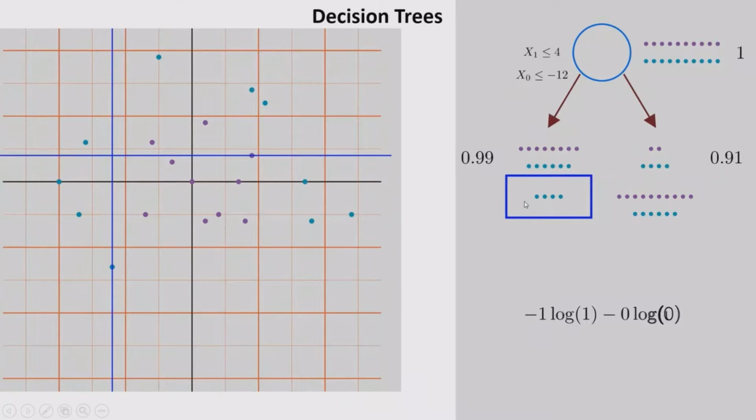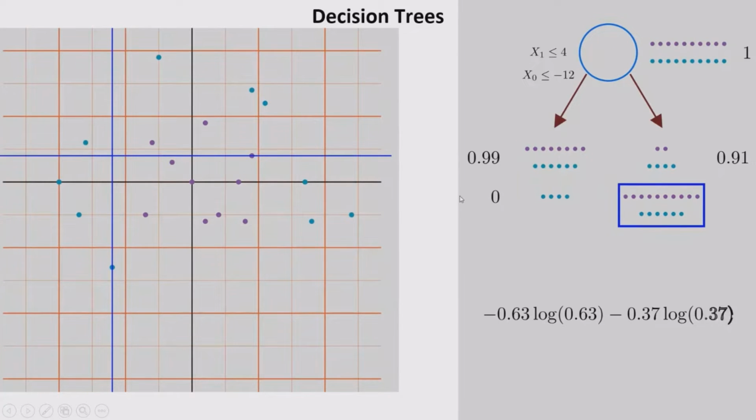This is 4 by 4, probability 1, and 0 by 4 is 0. Okay, and if you compute the entropy, what do you think is the value of entropy? Minus 1 times log 1, minus 0 times log 0. Exactly. It's 0.